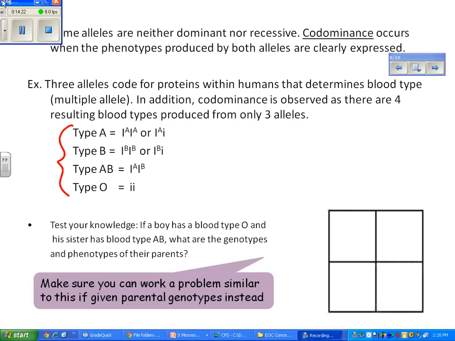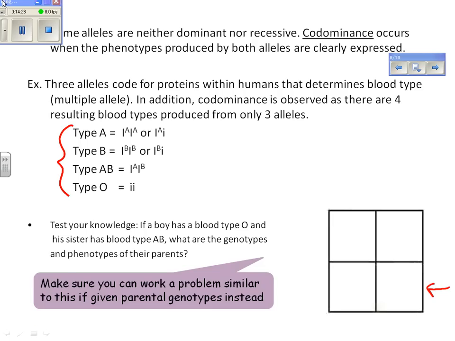here's a trick kind of practice question for you. If you have a boy that has blood type O, and remember that is going to be our lower boxes, females on the upper boxes. So if our son here has blood type O, then I know at least one box looks like that. If we have a sister here that has blood type AB, and she's female, she goes up here, I know she has to look like this. It is a codominant trait.